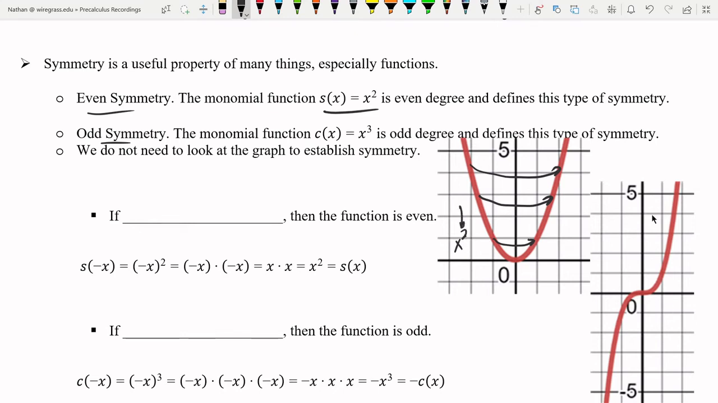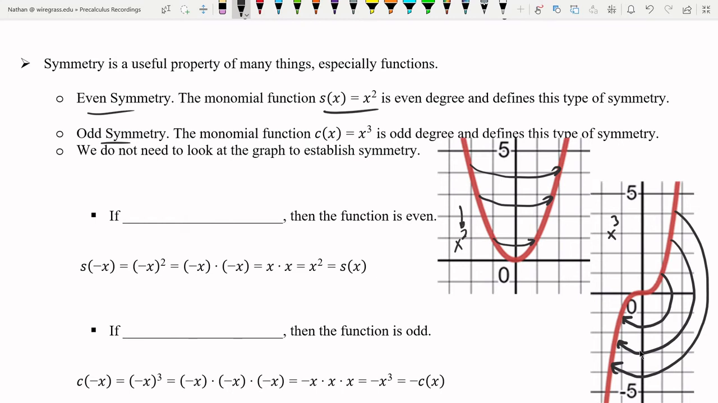Odd symmetry looks a lot like x cubed. And this is called rotational symmetry, because if we were to flip this 180 degrees, this point would rotate down there, this point would rotate down there, and this point down there, and we get the exact same graph again. So it just rotates by 180 degrees across the origin point.